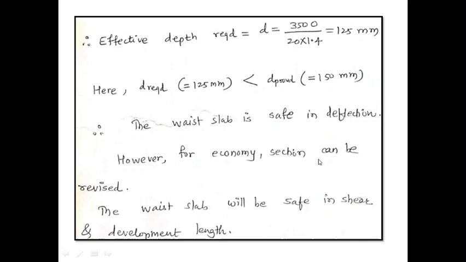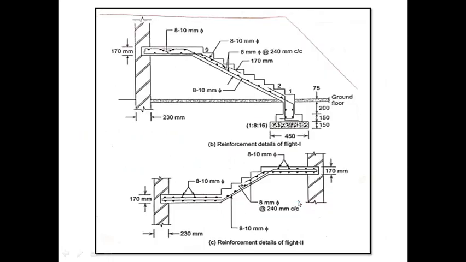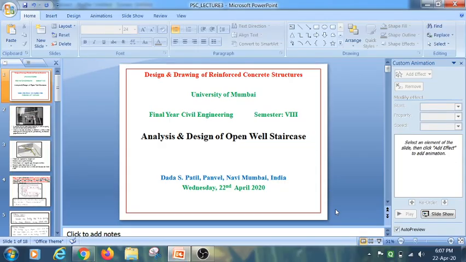However, for economy the section can be revised and even the depth can be made somewhat less. The slab will be safe in shear and development length. Now these are the reinforcement details you can go through, that is reinforcement details of flight 1 and reinforcement details of flight 2. Anyhow, reinforcement details of flights 1 and 3 will be the same. So this is the design of open well staircase in short. Thank you very much.